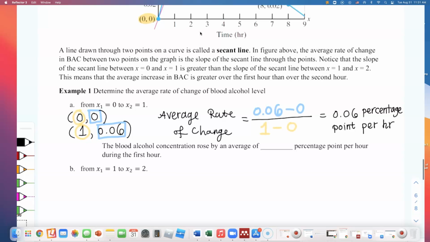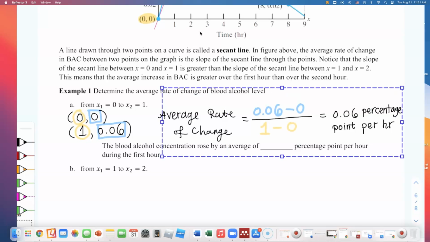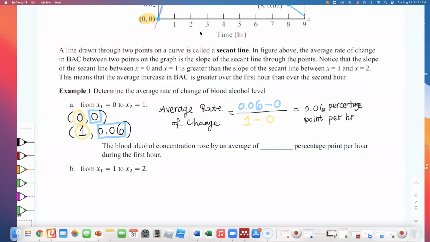So let's fill in this blank over here. It says the blood alcohol concentration rose by an average of 0.06 percentage point per hour during the first hour. So it was going up somewhat rapidly.